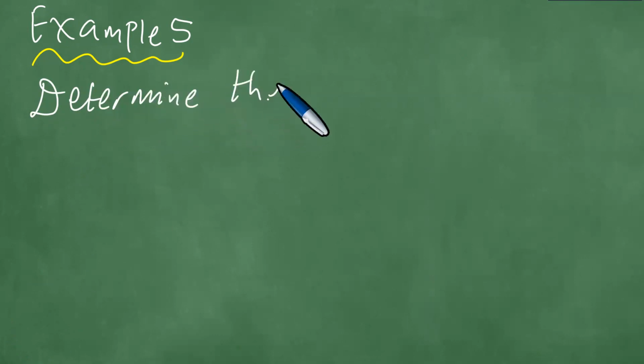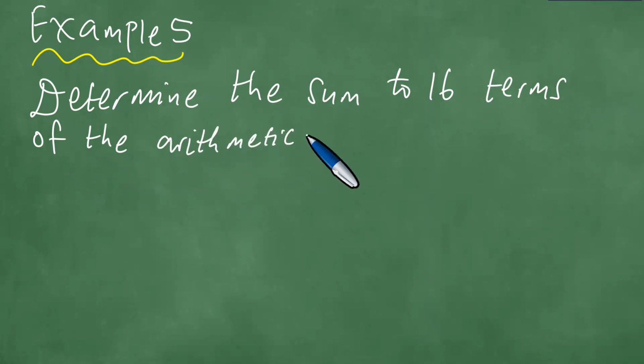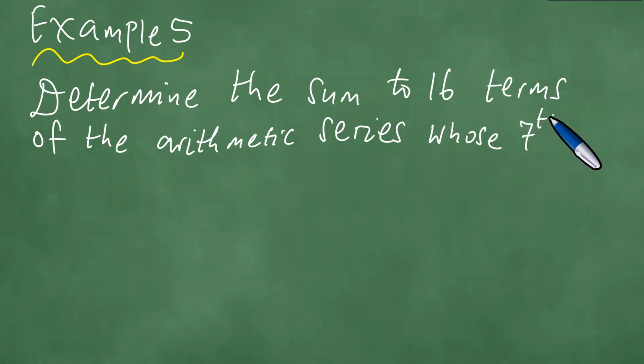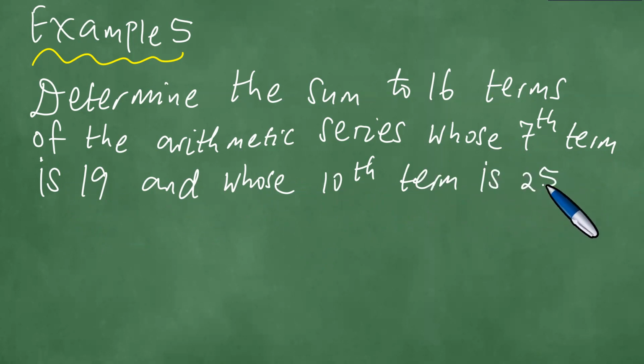Determine the sum to 16 terms of the arithmetic series whose seventh term is 19 and whose 10th term is 25. Solution.